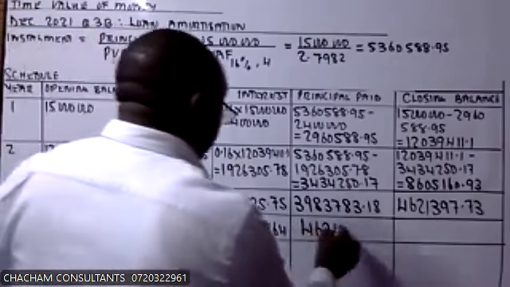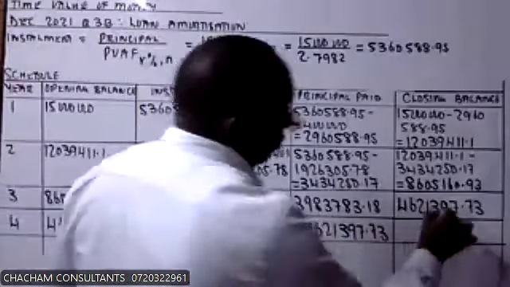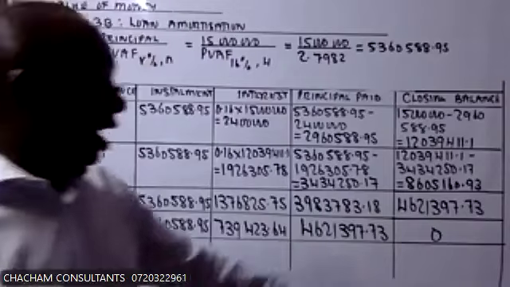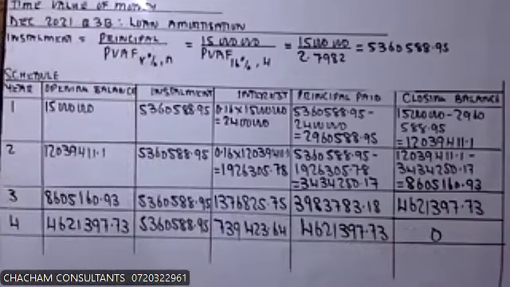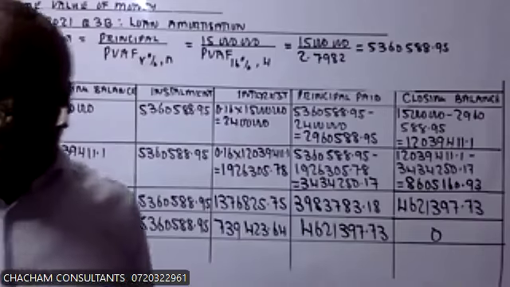46 21, 397.73, so that there you close with 0. So that is what you do. Otherwise, if we were not rounding, if the figures were exact, it should come exactly here to 0. But the difference that you are seeing is because of the decimals.